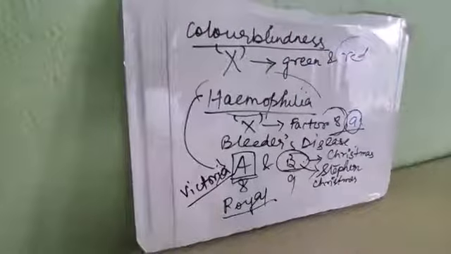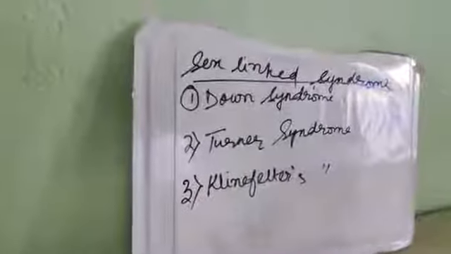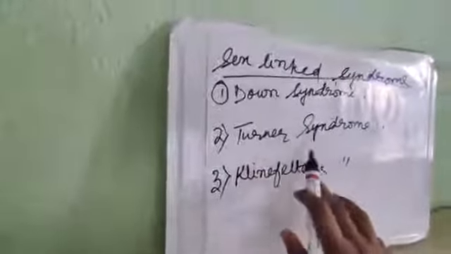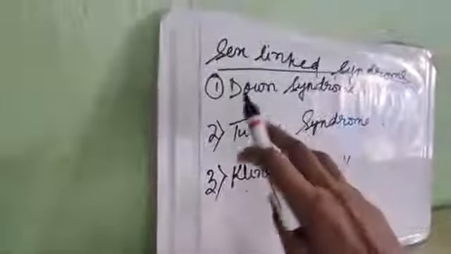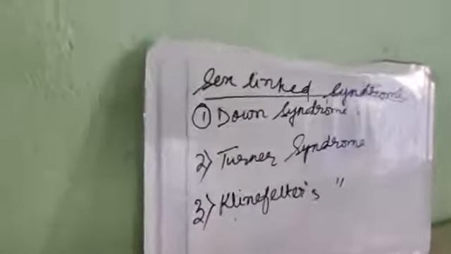So this was all about the sex-linked inheritance. Now next we will move to the topic sex-linked syndrome. Here we have three syndromes: Down syndrome, Turner syndrome and Klinefelter syndrome. Now we will first move on to Down syndrome. What happens in case of Down syndrome?